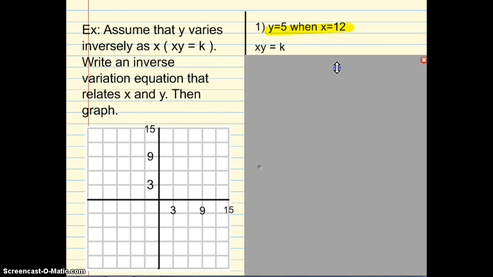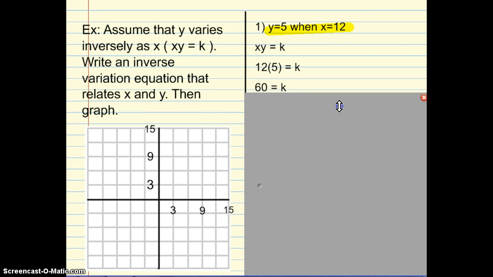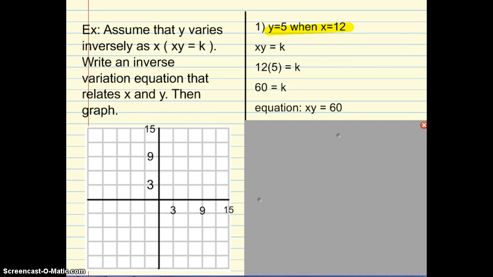is we're going to take our general form, xy equals k, and we're going to plug in 12 for x and 5 for y, and we get our k is 60. And so if we plug that back in, our equation that we're going to want is this xy equals 60. So that's the first part where we write an inverse variation equation. Now we're going to graph.